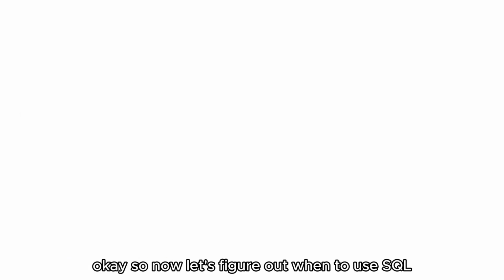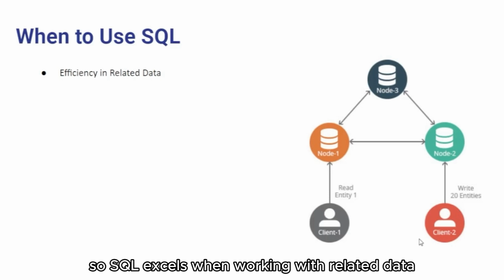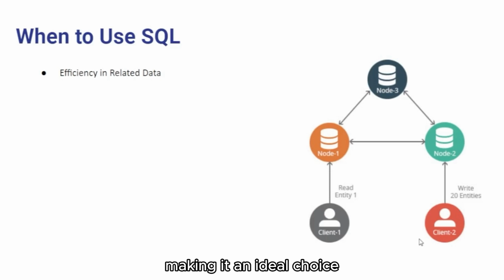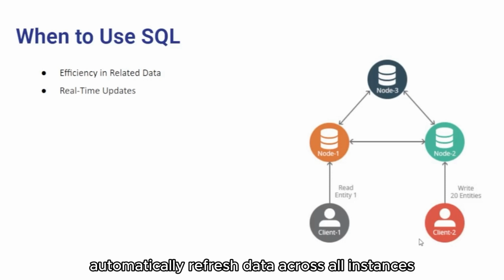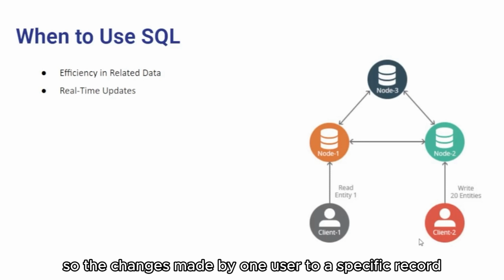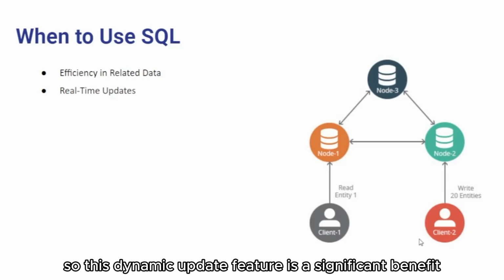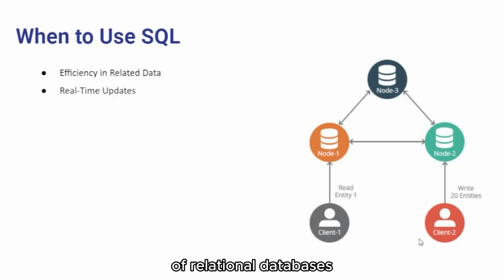Okay, so now let's figure out when to use SQL. So first is efficiency in related data. SQL excels when working with related data, making it an ideal choice for tasks involving connections and relationships. Relational databases driven by SQL also offer efficiency, flexibility, and easy accessibility from any application. Next is real-time updates. SQL-based systems automatically refresh data across all instances when a record is updated, providing real-time information. The changes made by one user to a specific record automatically refresh across the entire database in real time. This dynamic update feature is a significant benefit of relational databases.